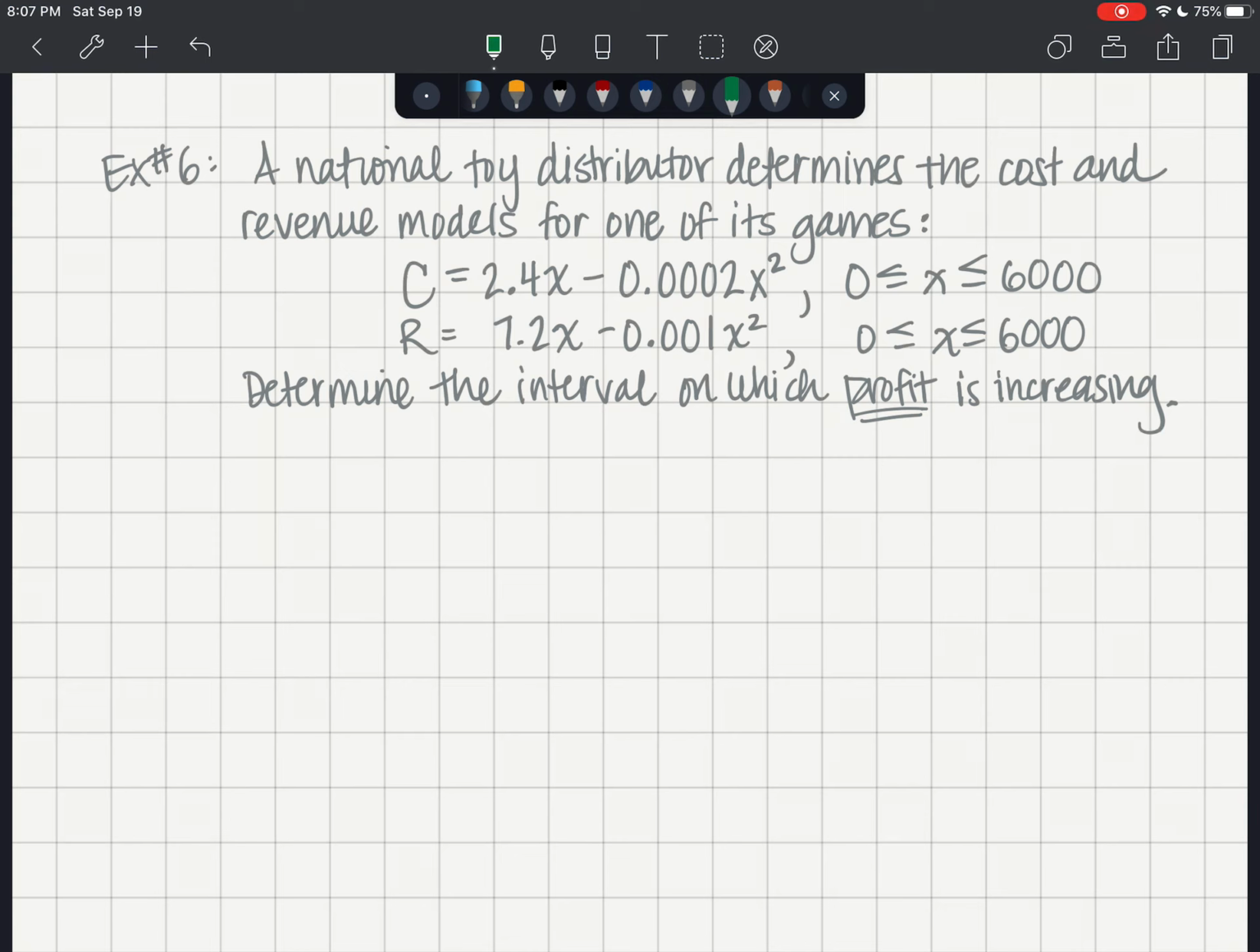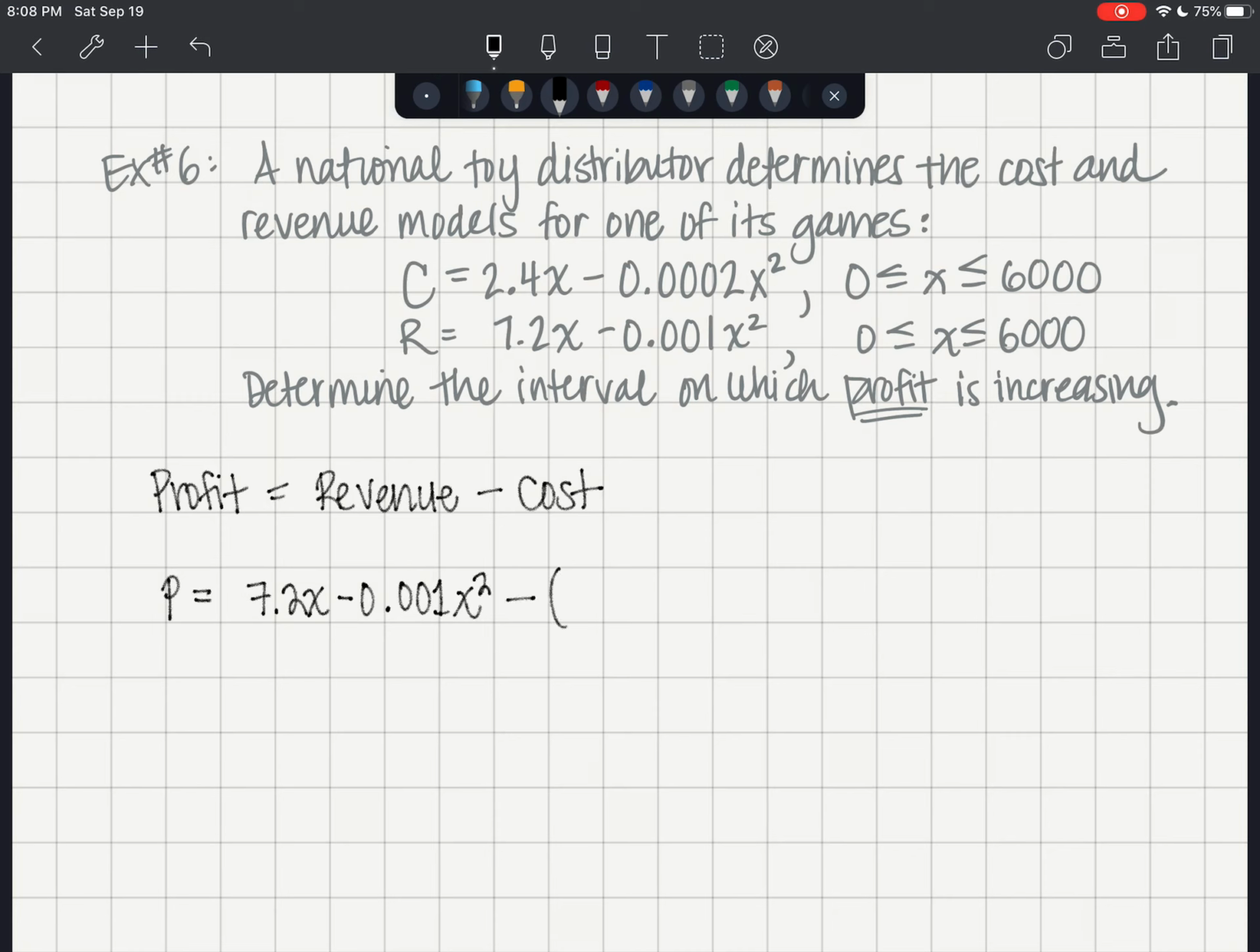We want to determine the interval on which the profit is increasing. Well, it's not telling us anything about profit. What is profit equal to? Remember from the previous unit, profit is equal to the amount of money that you take in, which is revenue, minus your cost. So profit is going to equal 7.2x minus 0.001x squared minus all of the cost, 2.4x minus 0.1232x squared.